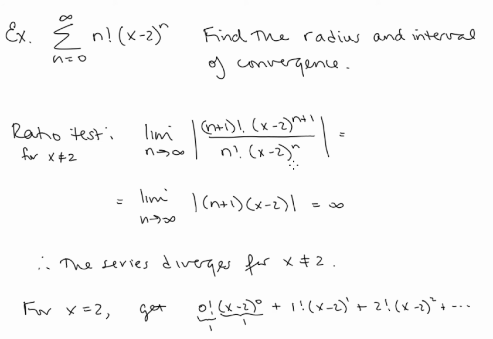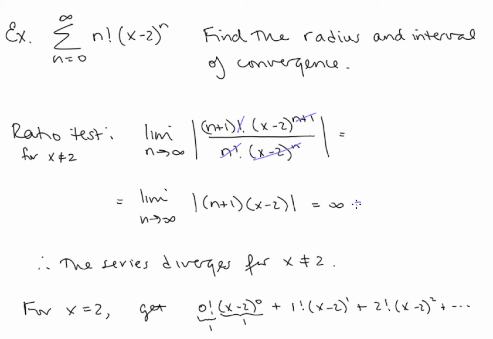Canceling, we know that n plus 1 factorial has one more factor than n factorial. So all of these factors will cancel here, and we're left with just an n plus 1. And here we have one extra copy of x minus 2. So we're left with a copy of x minus 2. Now, as n goes to infinity, we get infinity here.